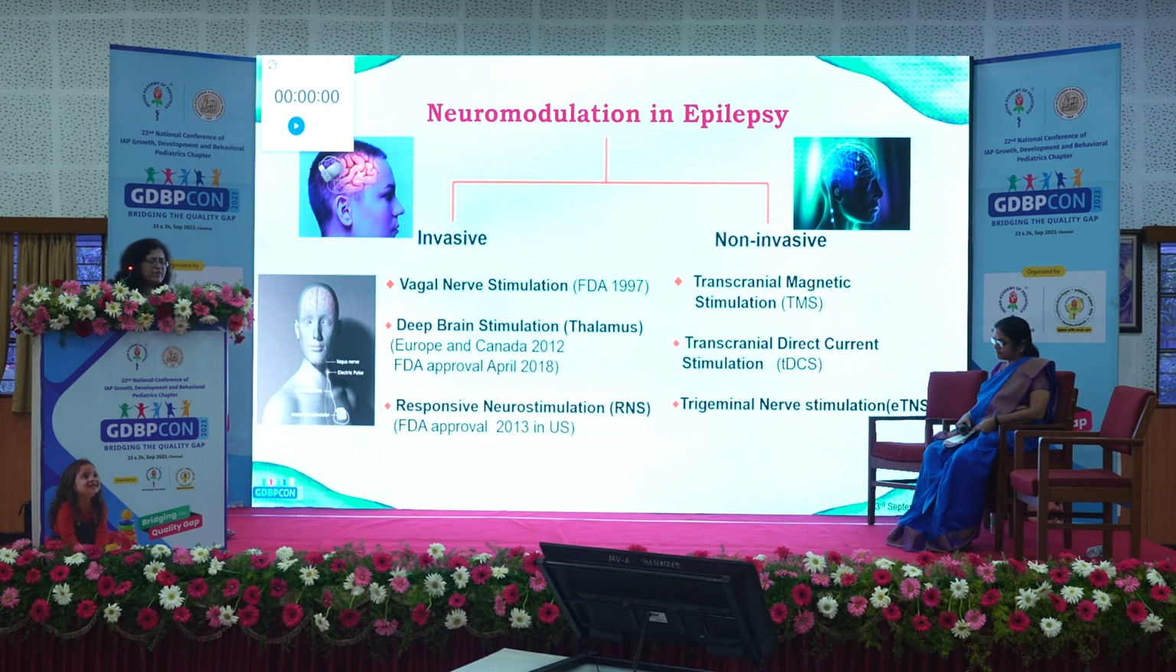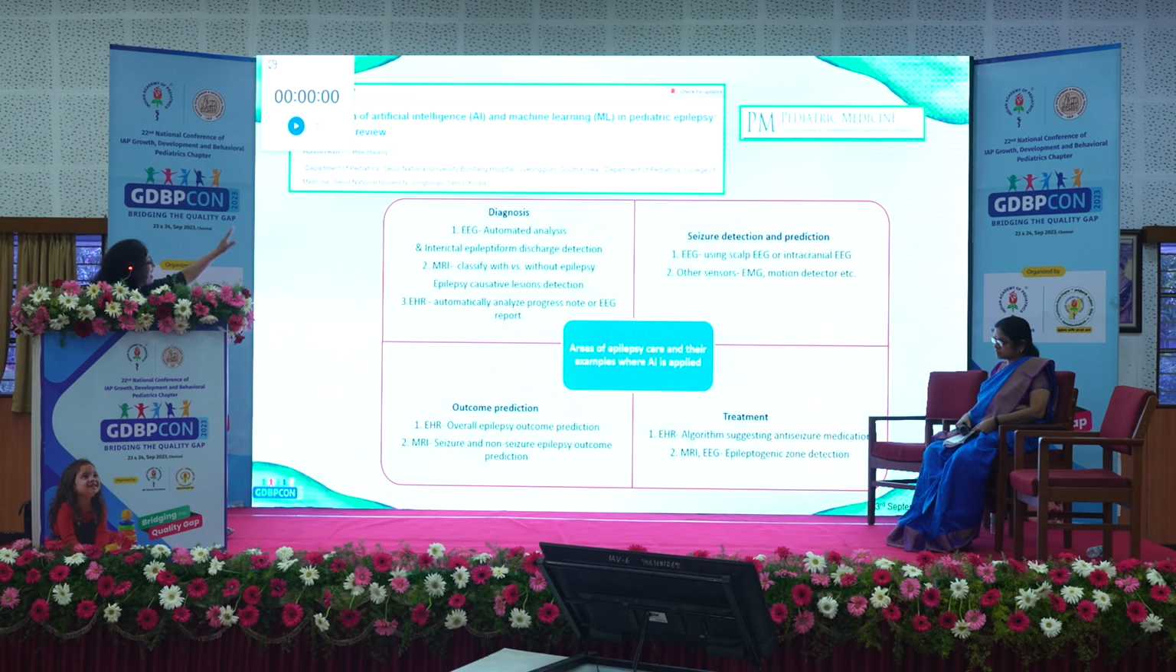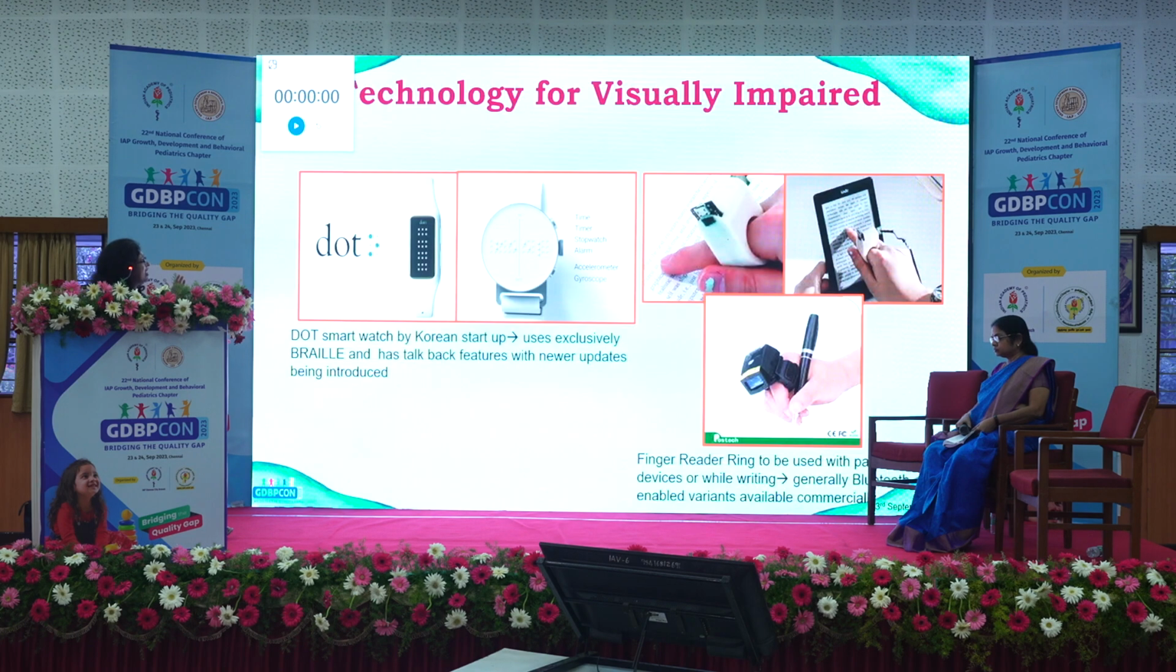We have completed a study which shows it works. And AI can be used for diagnosis, seizure detection, outcome prediction, and treatment, all of them. So AI is coming up. For visually impaired, you have devices. I'm just winding up. You have devices for, it's not moving to the next.